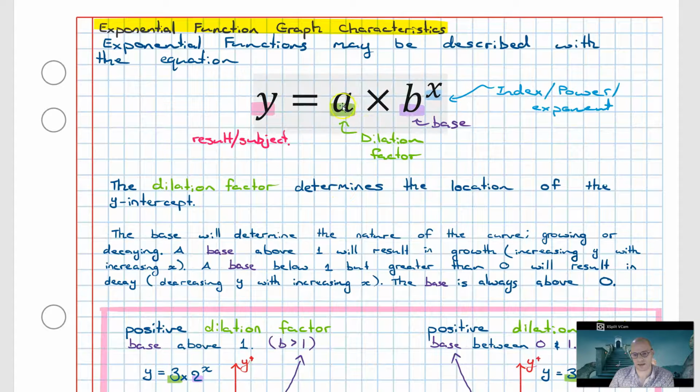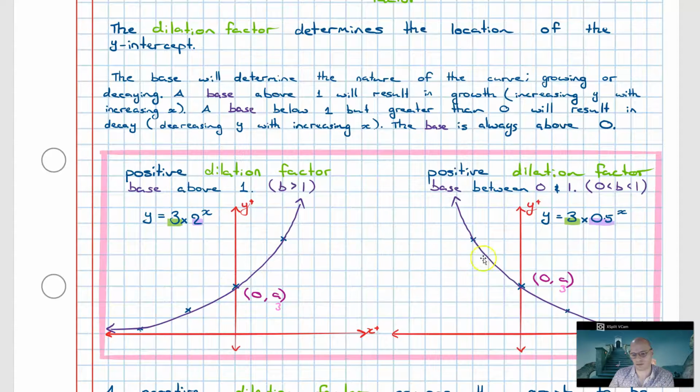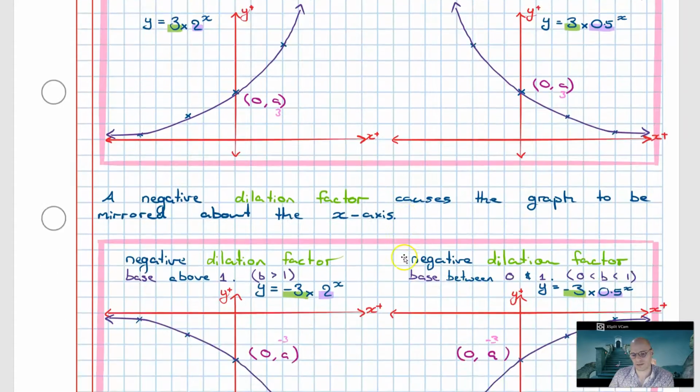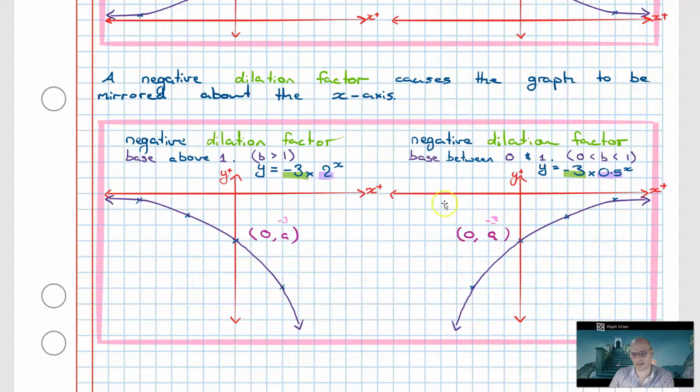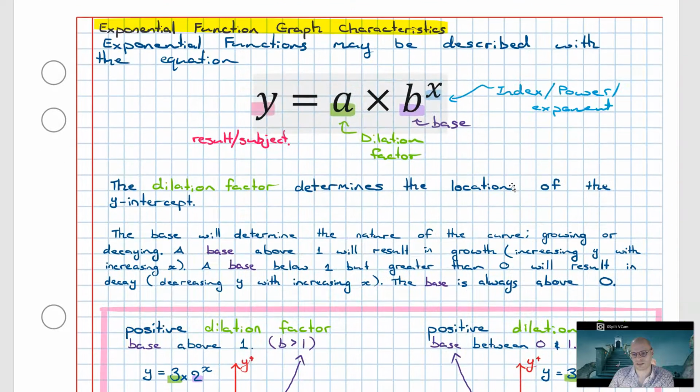If you have a positive a, then your graph is going to look like either this or this. But if it's negative, then it's going to be mirrored about our x-axis. So you've got negative a in these instances. Now, the other factor that's going to change the overall shape of our exponential graph is the base itself.